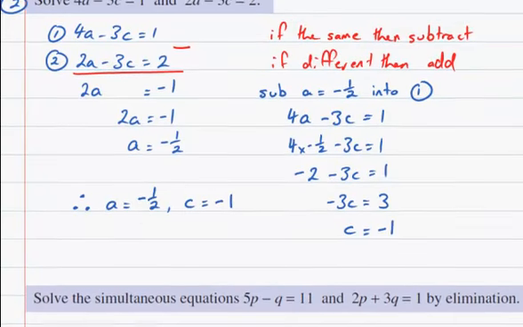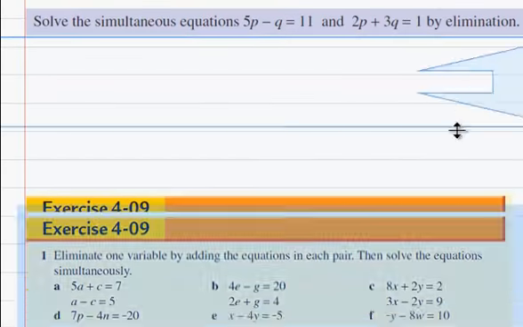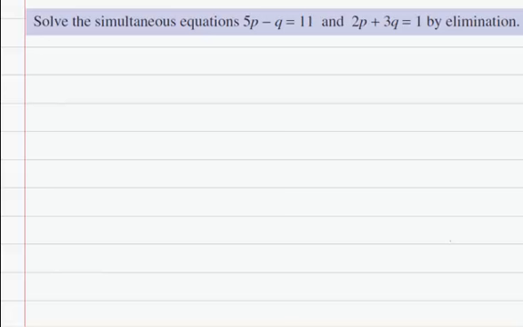Alright, we're going to go through one more example. This is probably the most difficult of the examples. Again, write down our two equations. We've got 5p minus q equals 11. And our second equation is 2p plus 3q equals 1. Now, the problem with this question is, we've got 5p and 2p, they're not the same. We've got negative 1q and positive 3q, they're not the same either. So it's not easy to eliminate something straight away.